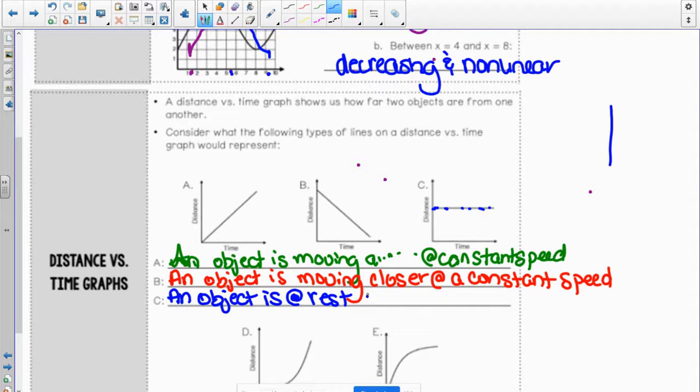Or we can, I'll just say, not changing distance. So it stopped for a while. Didn't get closer, didn't get further away, just staying that same distance. This is kind of like going to your friend's house and you're not getting further away from your house. You're just kind of sitting there the same for however many hours.